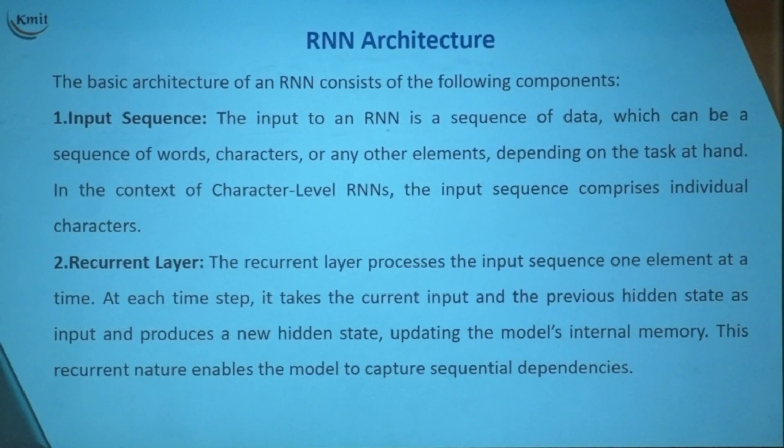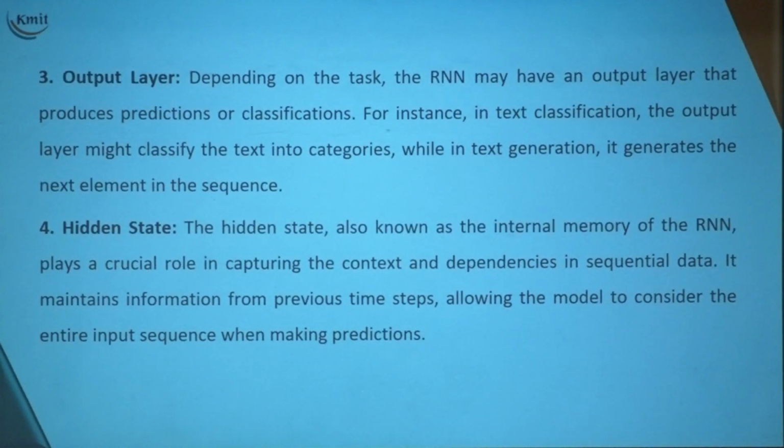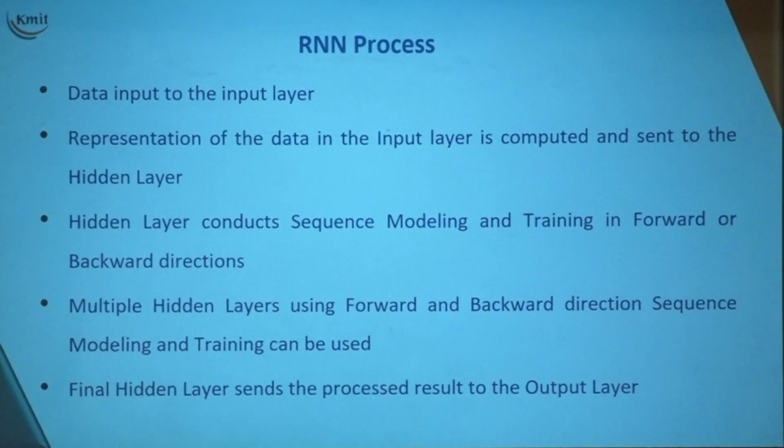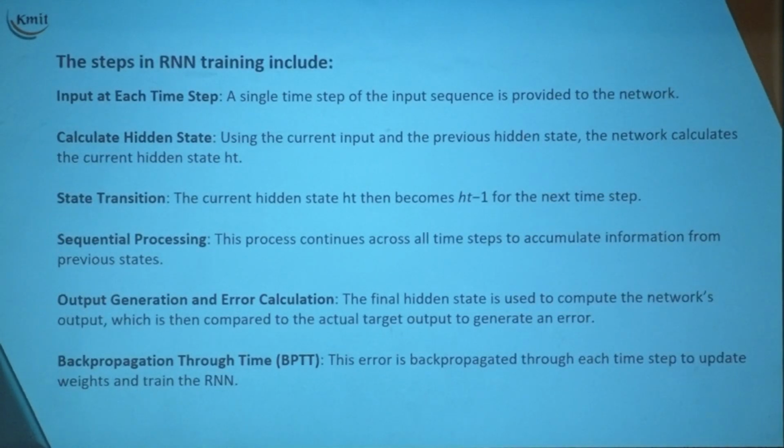Now, what do we have in an RNN architecture? We have the input sequence that we give. We also have the recurrent layer, or the hidden layers. We also have the output layer. We also have the hidden state. State is nothing but the output of the hidden layers, the hidden state. Okay?